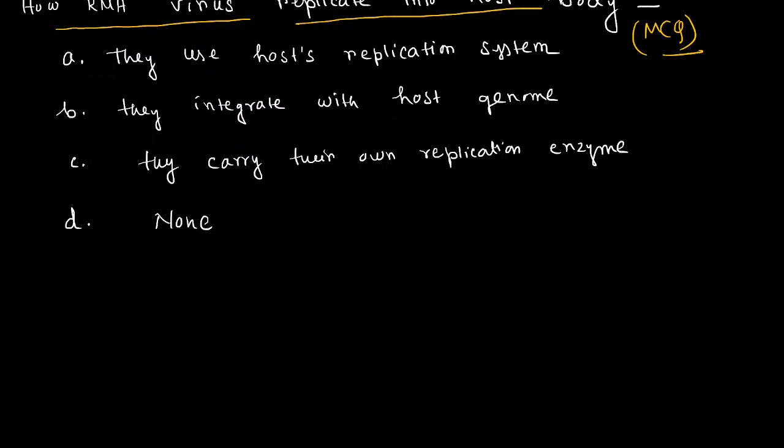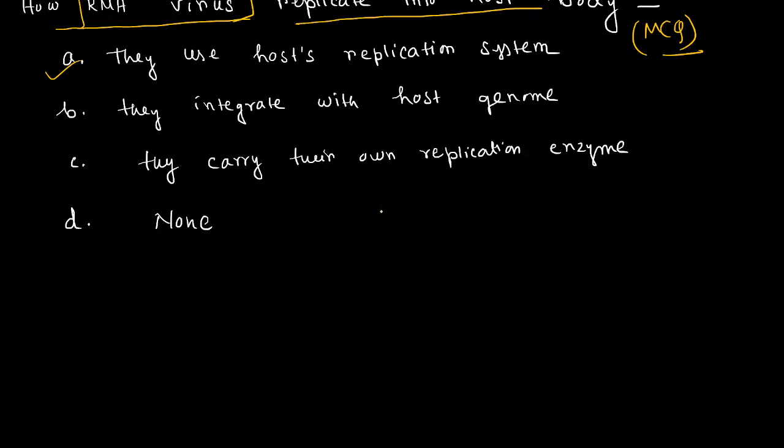Okay, how do RNA viruses replicate in the host body? The options are: they use the host replication system, they integrate with the host genome, they carry their own replication enzyme, and none. Okay, so my saying is C. Well, guys, please faster, faster. Preeti, sir, DNA virus? I am mentioning RNA virus. Brother, it is written RNA virus. I am reading it also.